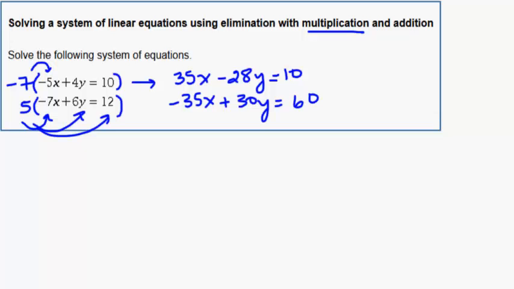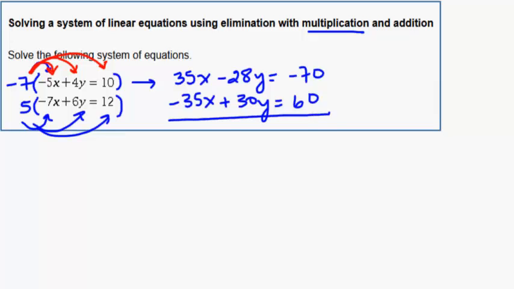And hopefully you guys are catching that I made a mistake there. When I distribute, what I just said was we need to distribute to every single term. So that's going to give me my positive 35x minus 28y, and this should actually be a negative 70. Just making sure you guys are staying on your toes.